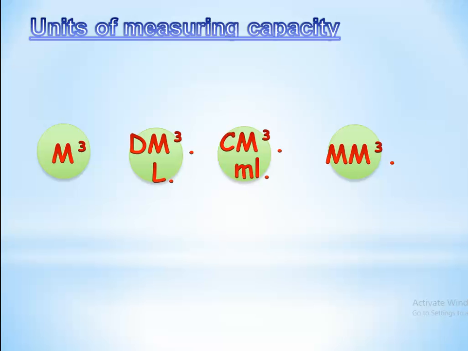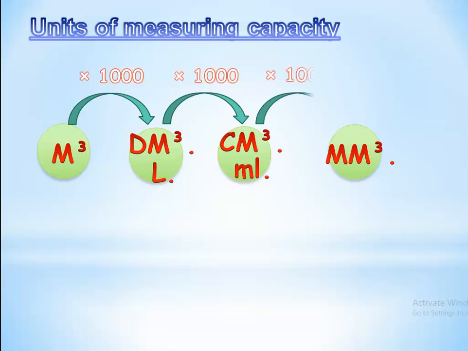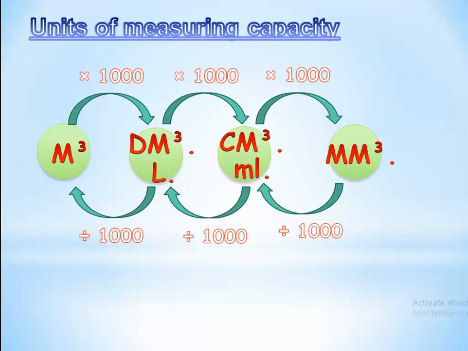And millimeter cube. From meter cube to decimeter cube, we multiply by 1000, by 1000, by 1000. If we go backward, it will be divided by 1000, divided by 1000, divided by 1000. So 1 decimeter cube equals 1 liter, and 1 liter equals 1000 milliliter or 1000 centimeter cube.